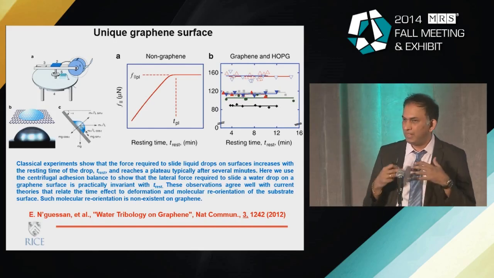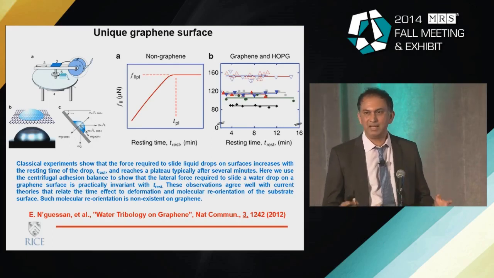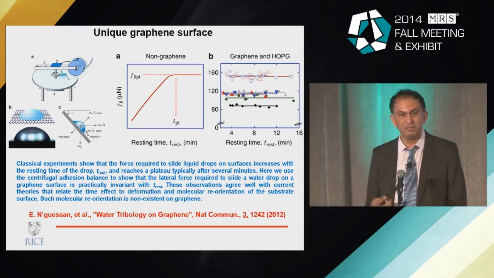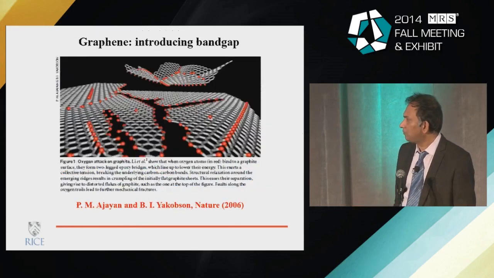So because of the very nature of the bonding, the stiffness of this bond and the flatness of this material, you have an extremely different type of surface, and which is very unique. It can only happen in materials like graphene.